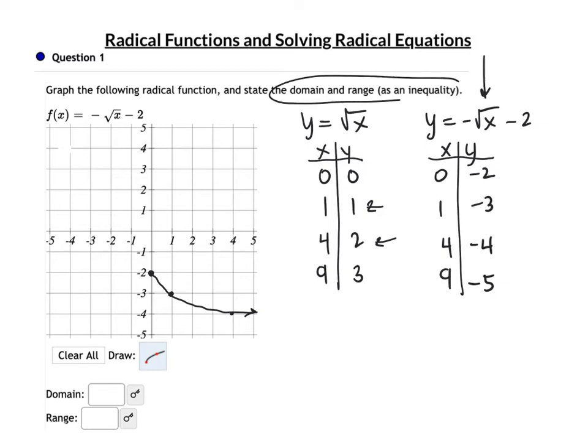And we're going to state the domain and range as an inequality this time. The domain are the set of x's, and they are all greater than or equal to 0. And the range are the set of y's. Look at the graph. The y values are all less than or equal to negative 2.